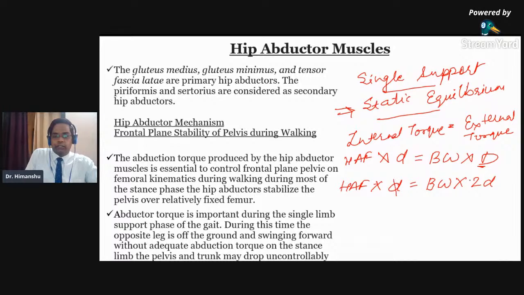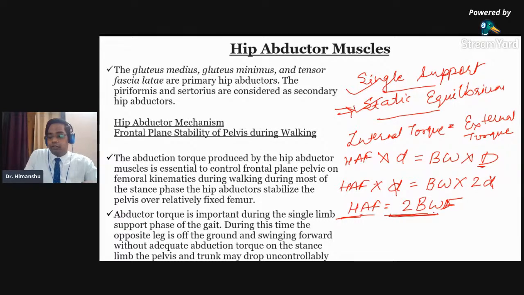So I can cancel out this to this. So this becomes hip abductor force is equal to twice the body weight. Okay, body weight, I'm sorry. In that case, whenever I am standing in a single support phase position on my single limb, and if my pelvis or my hip joint is in static equilibrium, then the force generated by the gluteus medius muscle is double that of my body weight.